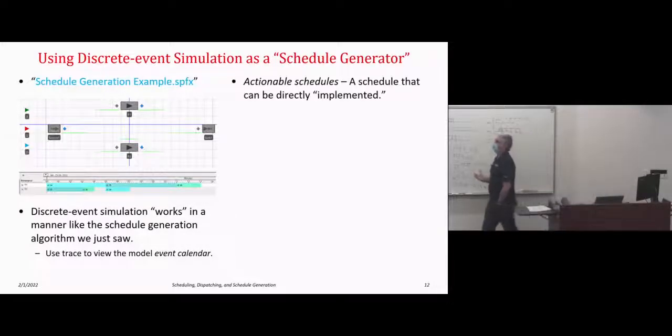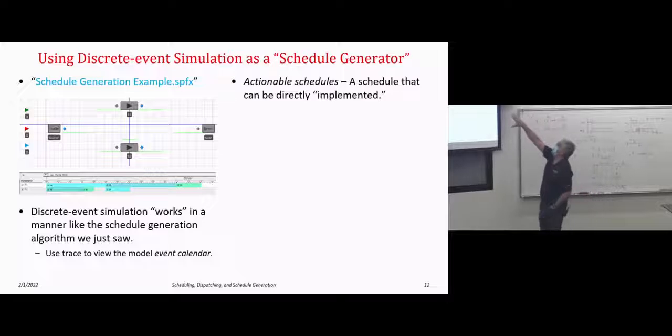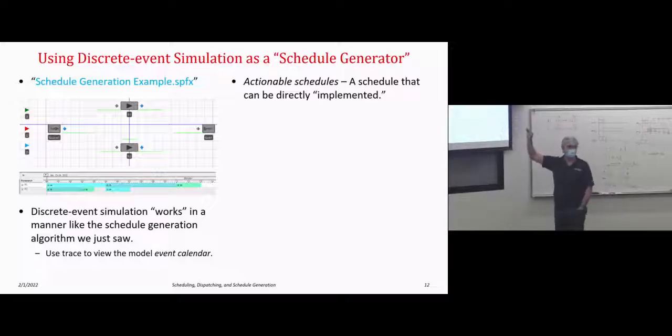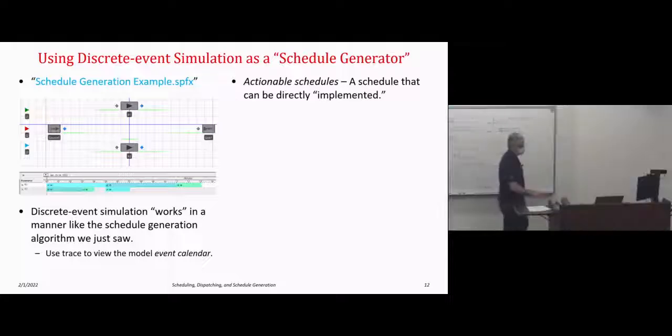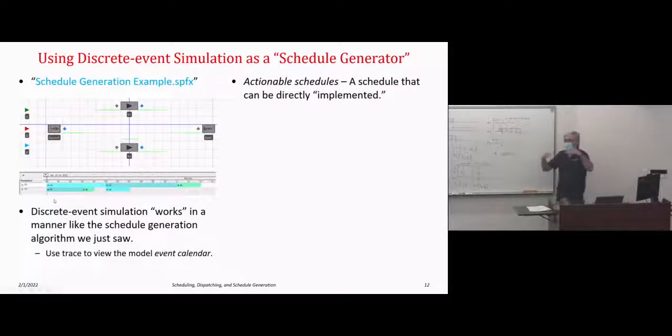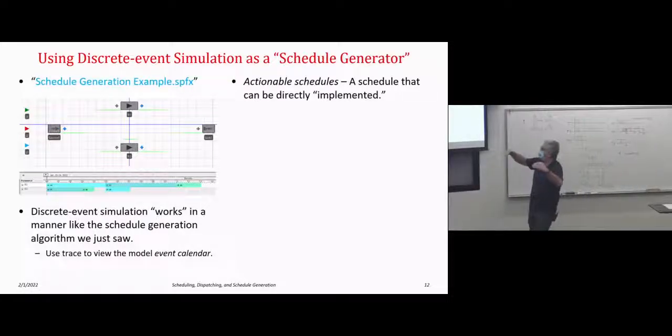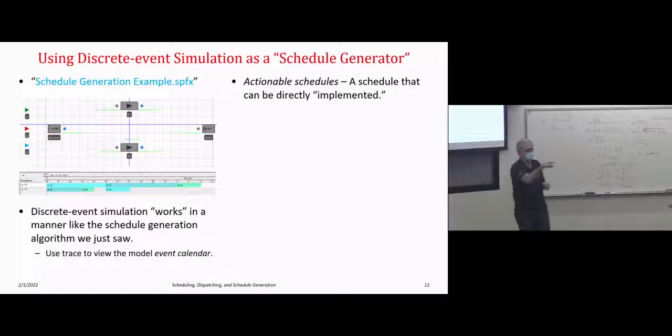And what we're interested in, I skipped this part last time, was something called an actionable schedule. Okay, and an actionable schedule is something that can be implemented directly. And so if you look at this Gantt chart, again, think about this as in a facility where you have an operator for R1 and an operator for R2, and you say, here, you do this.